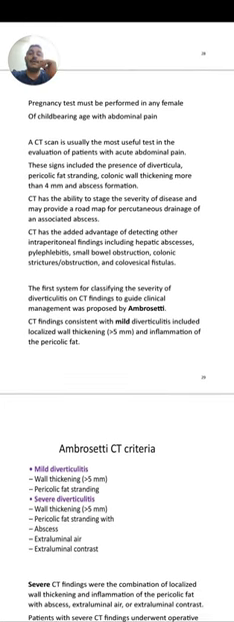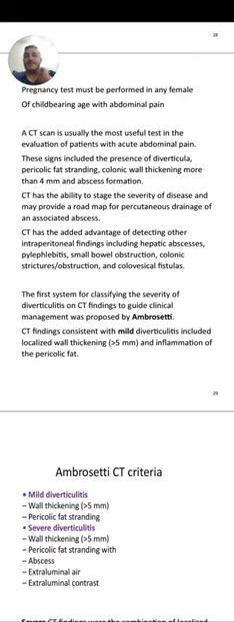Okay, and also, if we are talking about the percutaneous drainage, there is a cutoff point that I think we will talk about later.